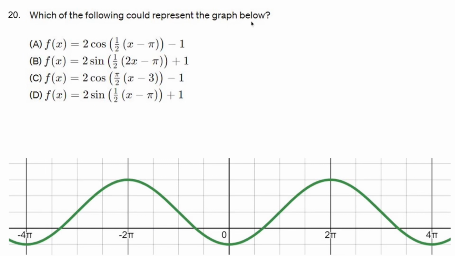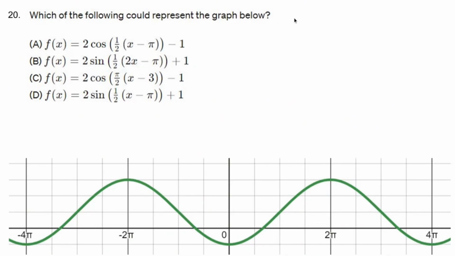Which of the following could represent the graph below? So we have a sinusoidal function, obviously, and we have all of these graphs where there are similarities amongst all of them. For example, for all of them, the amplitude is 2. Now, before we tarry any further, let's compare this to what a sinusoidal function looks like.